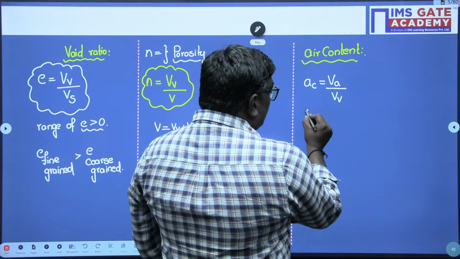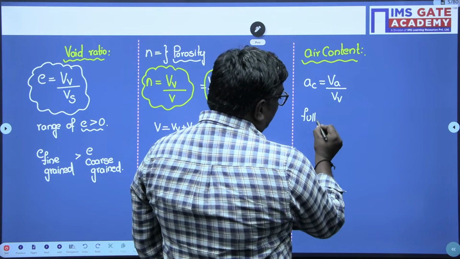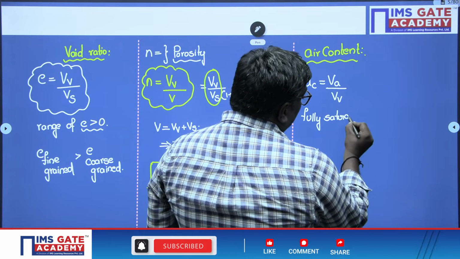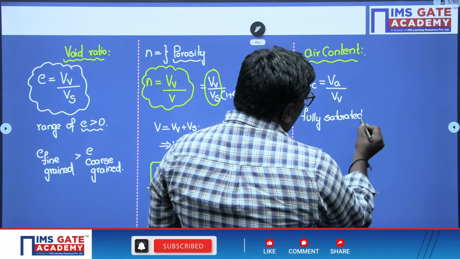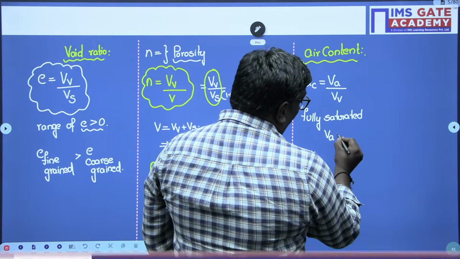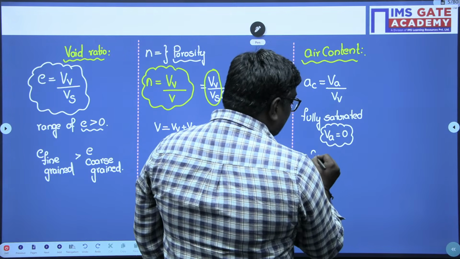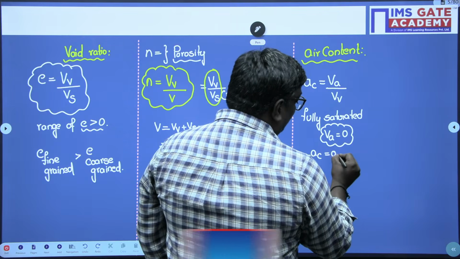Now, in fully saturated state, what do you mean by fully saturated? Just now I explained to you, voids are completely filled with water. So in this case, volume of air will be 0. Am I correct or wrong, my dear students? So in this case, air content will be taken as 0.